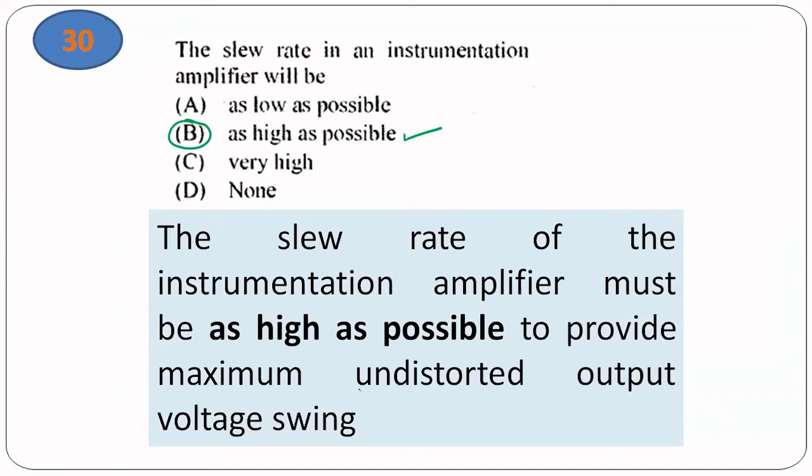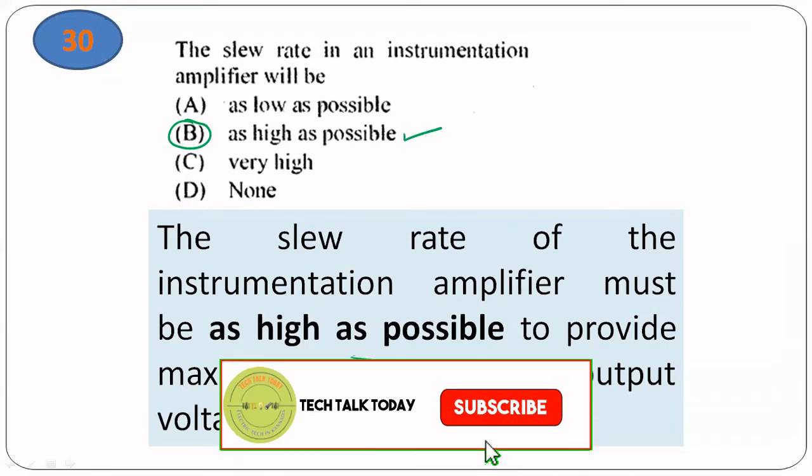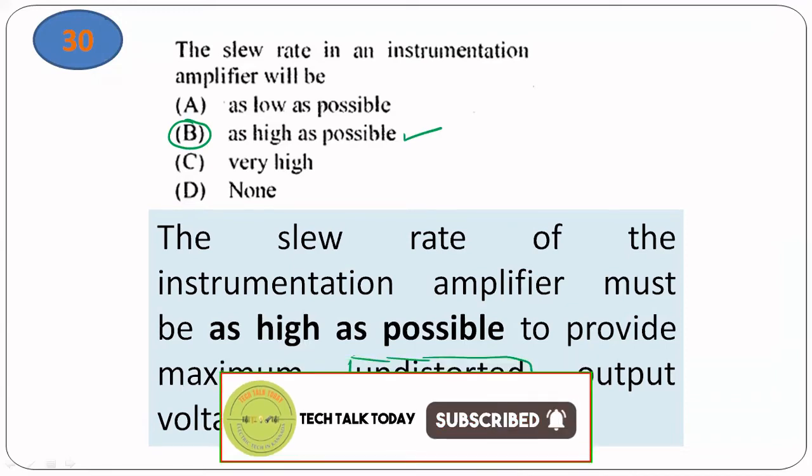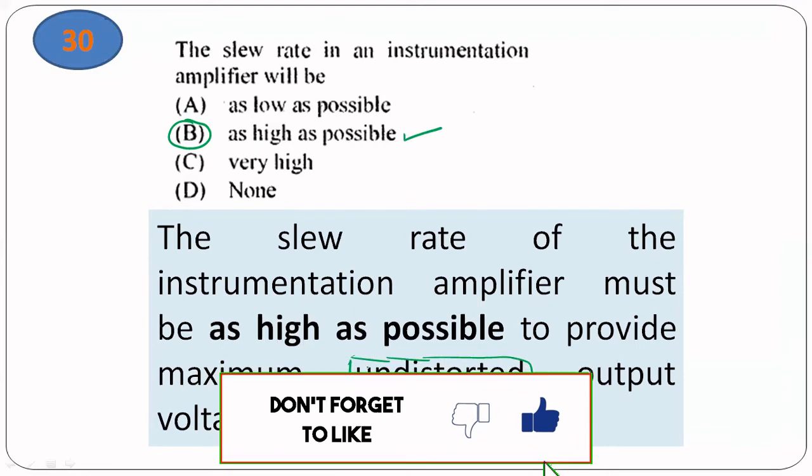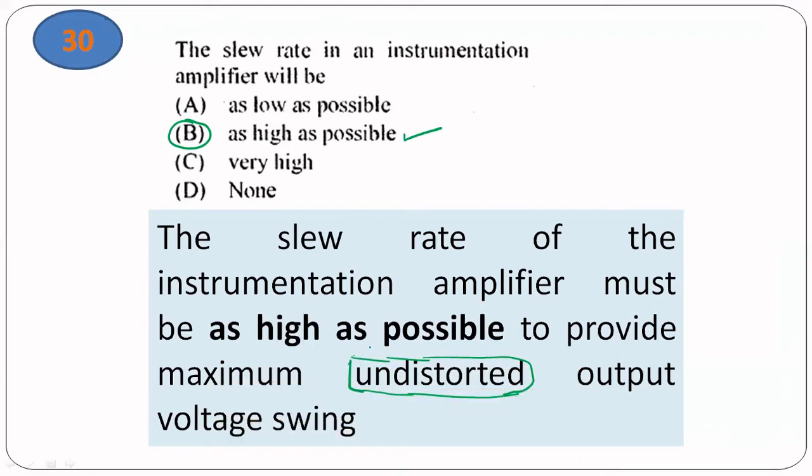It is mainly to provide maximum undistorted output. Okay. Output voltage of a given amplifier must be undistorted. So that is the reason that the slew rate must be as high as possible.